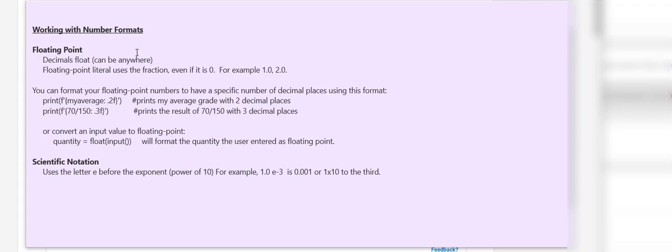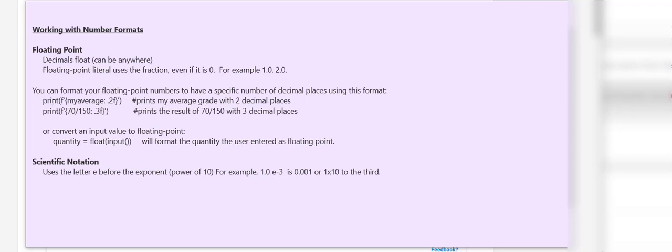So floating points also have decimals, but the decimals can float or they can be anywhere in the number. The floating point literal uses a fraction. So if you call it a floating point literal, even if your number is 0, you would have 0.0. If it was 50, it would be 50.0, and so forth. So you can format your floating point numbers in Python.